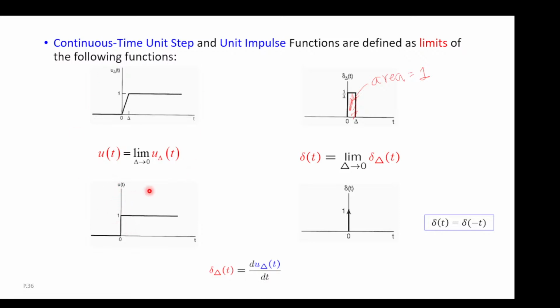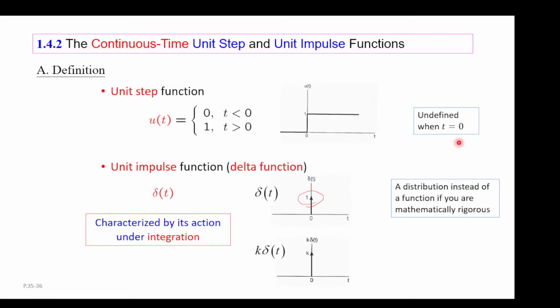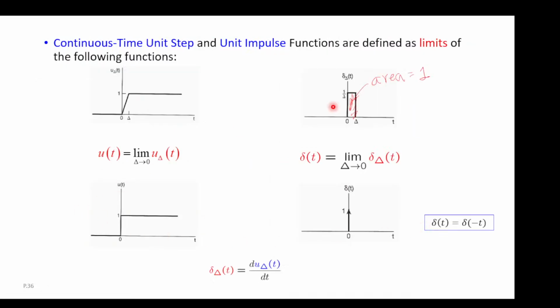So if you get really confused, those are the definitions of the unit step function and the unit impulse function for continuous time. If you go mathematically rigorous, they are called distributions, and in particular the unit impulse is called a distribution instead of a function. But that's not important for us. For now, we need to remember the area is 1 here.